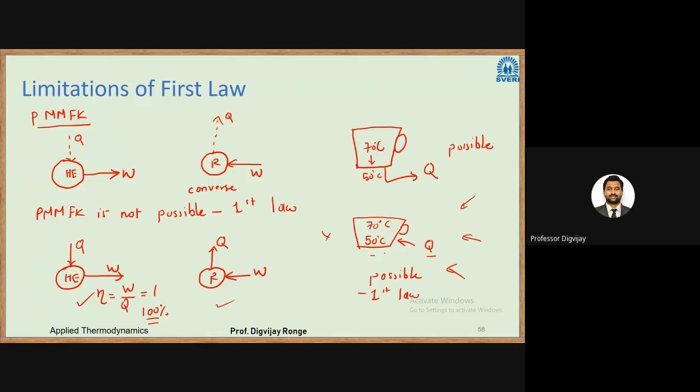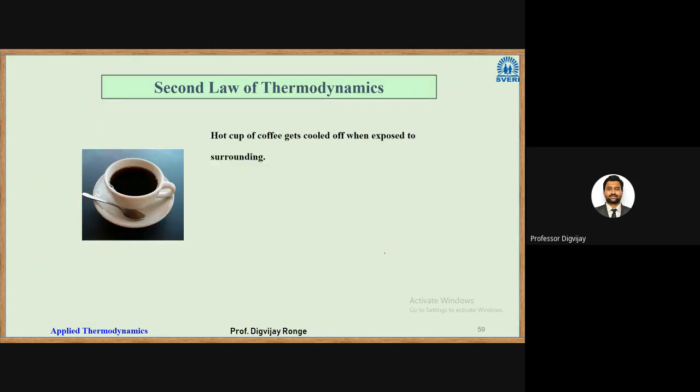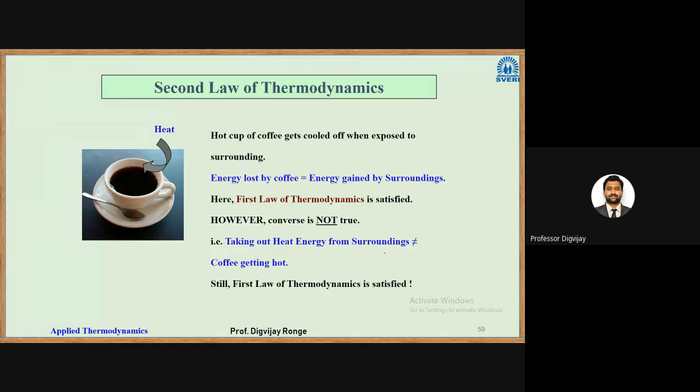That is why we went for the second law of thermodynamics. Okay. So what is the second law? A hot cup of coffee gets cooled off when exposed to surrounding. Energy lost by the coffee is equal to energy gained by the surrounding. Here, first law is satisfied. However, converse is not true. That means taking out energy from the surrounding and again supplying to the coffee, and then coffee getting hot, is not possible. So first law cannot give you direction of a process. Still, first law is satisfied because there is just a conversion of heat from one form to another.